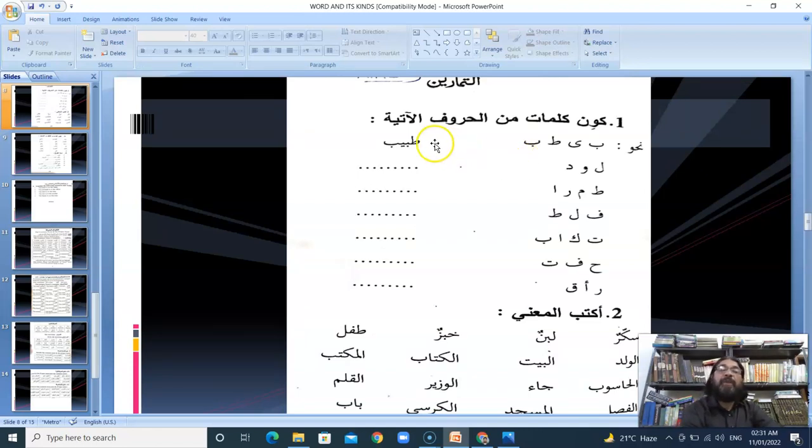Kawwin kalimat min al-huruf al-ati'ah, means form words from the following letters. Here jumble words and jumble letters are given. We have to join the letters and it will become a word. For example, ba ya taba, tabibun, a doctor. These are given for your better understanding.